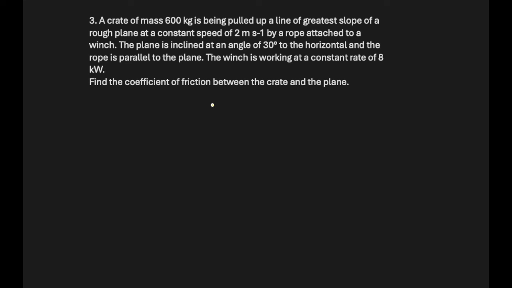Question number 3. A crate of mass 600 kg is being pulled up a line of greatest slope of a rough plane at a constant speed of 2 meters per second. So this is the rough plane. This is the crate which is being pulled. Its weight is 6,000 newtons because the mass is 600 kilograms, so 10 times that, 6,000 newtons is the weight. Okay, its constant velocity is 2 meters per second.